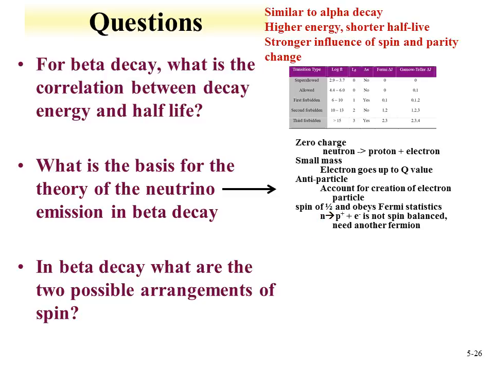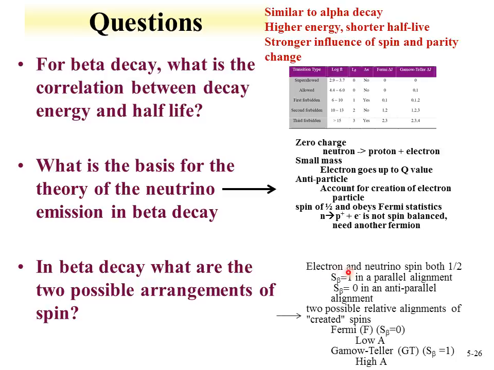So in beta decay, what are the two possible arrangements of spin? Basically what we're saying is, what are the spin properties of the resulting particles? Well, we talk about an electron and a neutrino. Both have spin 1/2. We just discussed this. If they're parallel, the overall spin change is 1. And if they're anti-parallel, the overall spin change is 0. So we can have this alignment that creates two possible spins. The 0 is Fermi spin, while the 1, where they're in parallel arrangement, that's Gamow-Teller. Fermi spins tend to dominate at low A numbers, and Gamow-Teller at higher A numbers.